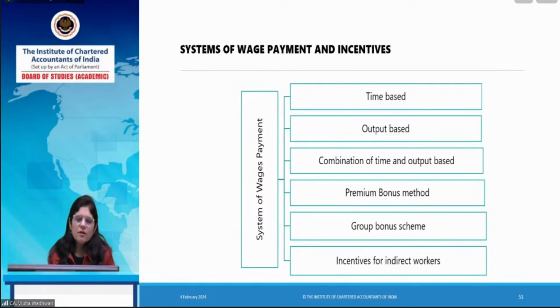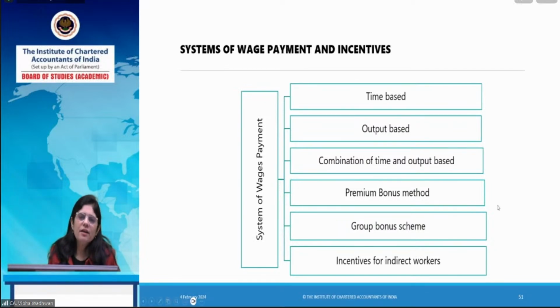So there are different types of wage payment and incentives: time-based, output-based, combination of time and output, premium bonus, group bonus, incentive for indirect workers. So there are different forms of schemes in an organization which are based on time, how much time you have saved, output, how much more output you have produced. Combination of time and output, premium bonus. Again, if you have shown excellent efficiency, then you'll get a premium bonus also. Group bonus, if it's teamwork, so all the members in the group or the team get the bonus.